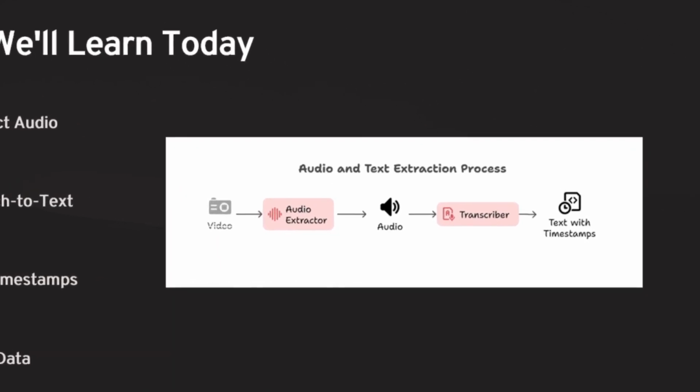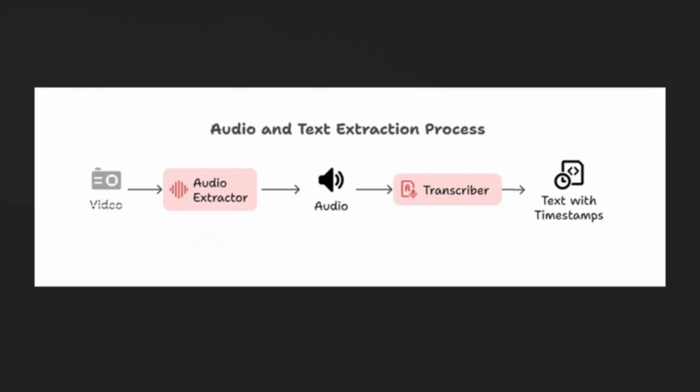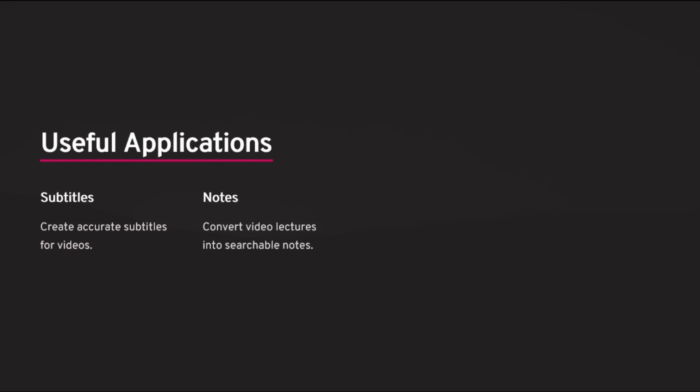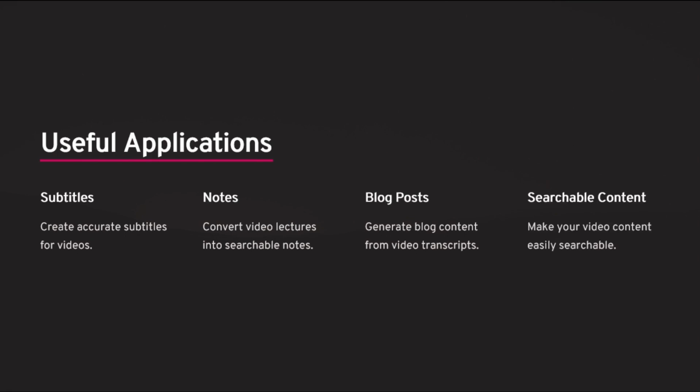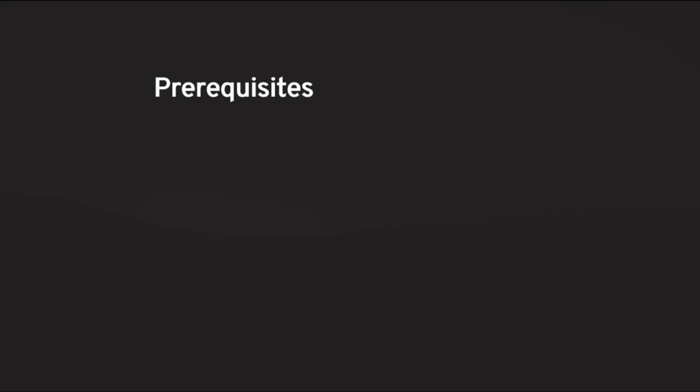And this process involves two steps. The first one is conversion of video to audio, which can be done by an audio extractor. And the second step is extracting text from the audio by using a transcriber. We can use this process for applications like creating subtitles for a video, converting video lectures into notes, creating blog posts from video content, and making our content searchable.